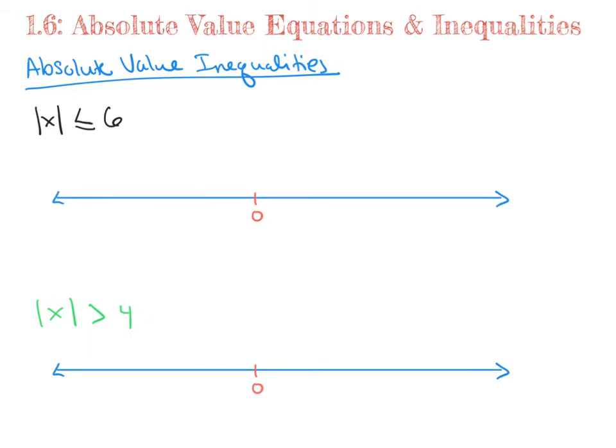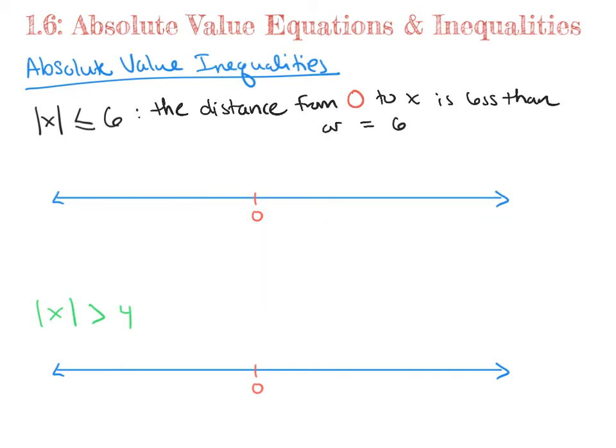Okay, so for the absolute value of x to be less than or equal to 6, that can be interpreted as the distance from 0 to x is less than or equal to 6. How about we say 6 units? Okay, so 1, 2, 3, 4, 5, 6.